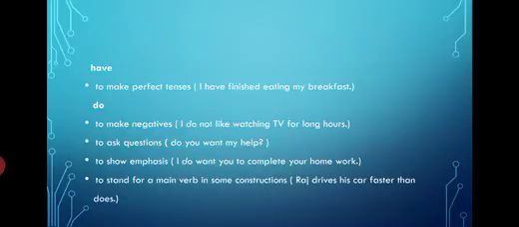Next, do forms. To make negatives, I do not like watching TV for long hours. To ask questions, do you want my help? To show emphasis, I do want you to complete your homework. To stand for a main verb in some constructions, Raju drives his car faster than does. These do forms act in different ways. Sometimes as negatives, questions, emphasis, and to stand in for a main verb.